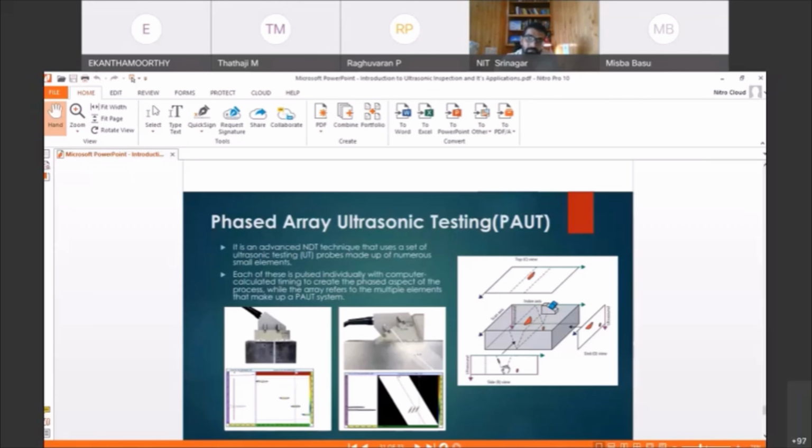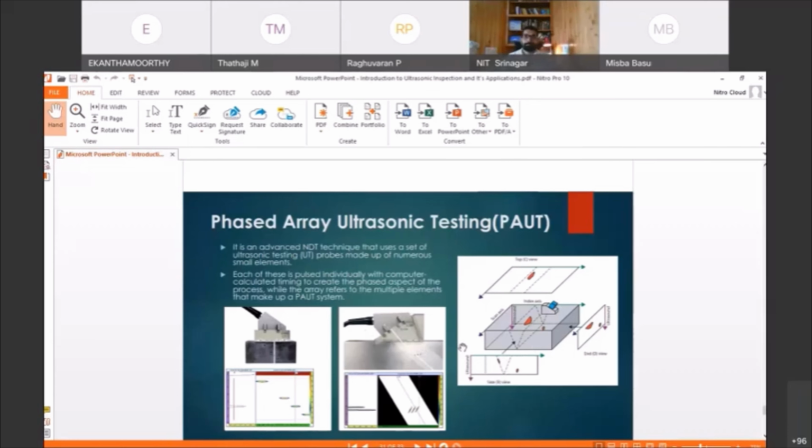Like here you can see the scan. These are the different views. Like top view is called C scan. Side, this one is the D scan. This one is the B scan, like this cross section. Cutting of the sample is called B scan.